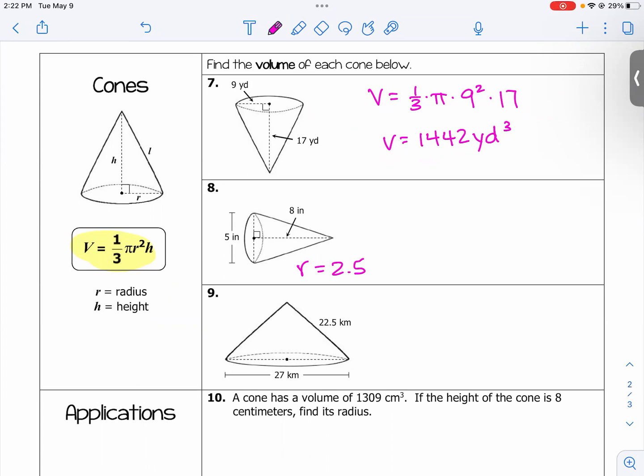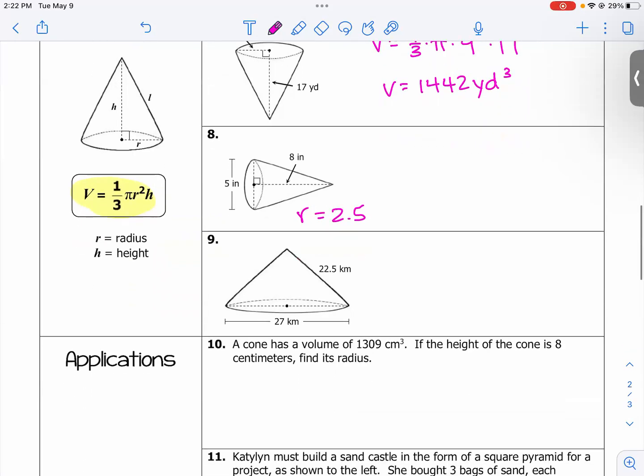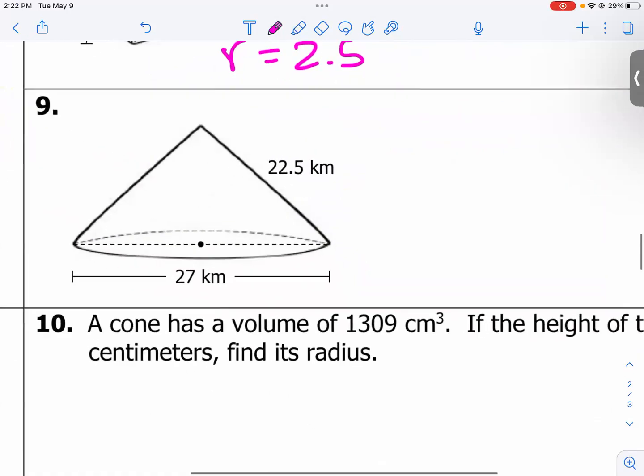Wait, if a cone has the same base and height as a cylinder, is it a third of it? Mm-hmm. So I just said, yep. Okay. So in number 9, and we're not gonna do this all the way through. What is the radius? 13.5. And if we need the height, then we're gonna have to do Pythagorean theorem. What do we call the measurement that's 22.5? This is the slant height, okay? And we need this for surface area, but we need the cone height for volume, okay?